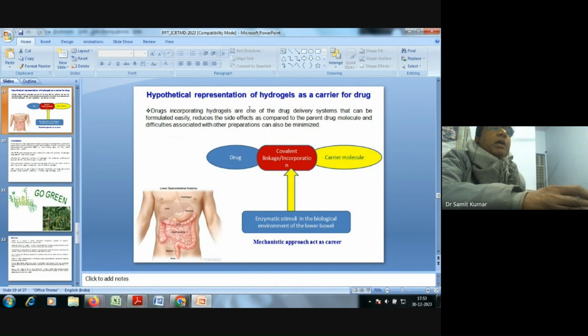This is the hypothetical representation of hydrogel, which acts as a carrier for a drug. Here is the drug, and this is the carrier, with which it is incorporated by covalent linkage, which ultimately takes the drug molecule to the lower gastrointestinal tract because Jalan is not digested in the upper gastrointestinal tract.